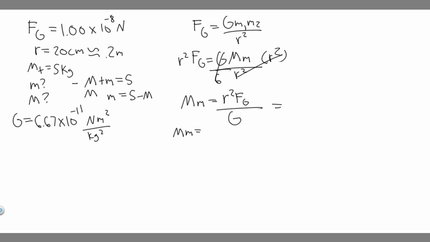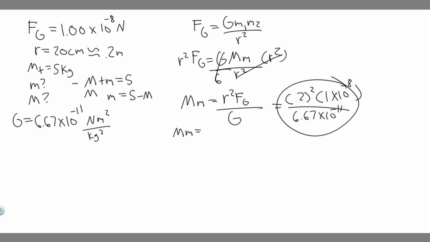So I'm just going to write it here. r is 0.2, so 0.2 squared times F sub g, 1 times 10 to the minus 8, divided by G, which is 6.67 times 10 to the minus 11. So you just want to plug in those numbers. Go ahead and plug this in, and when you do, this whole side is equal to 6, which means m times M is equal to 6. The units are kilograms squared. You don't really need to know that, but just know it equals 6, okay?